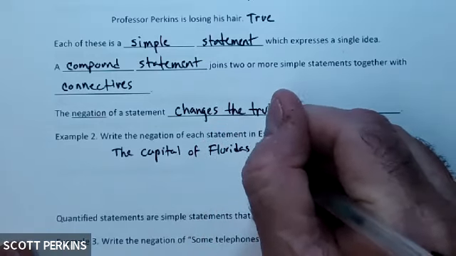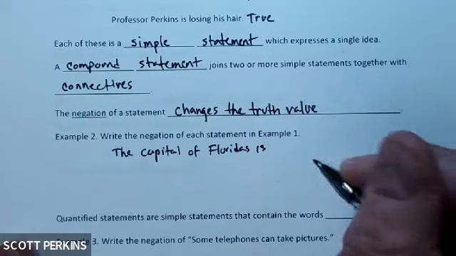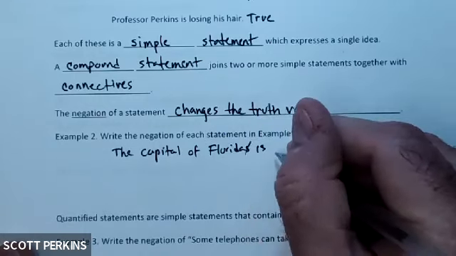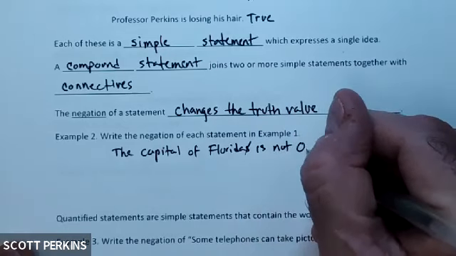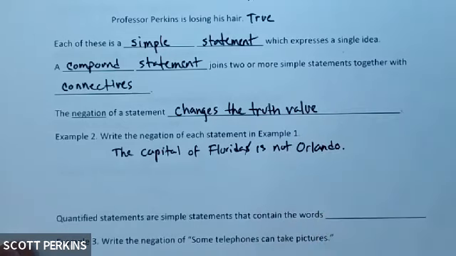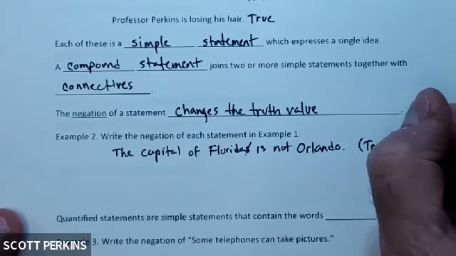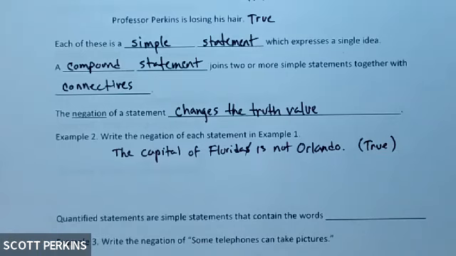Oops, I was thinking of the word is. That happens more and more as I get older. So the capital of Florida, I'm just going to cross that out, is not Orlando. And now I'm just going to put in parentheses, that is a true statement. Yeah, the capital is not Orlando. The capital is not a lot of places. So I'm going to give you about 45 seconds just to go ahead and write down what you would propose the negation of the other 2 statements in example 1 are.